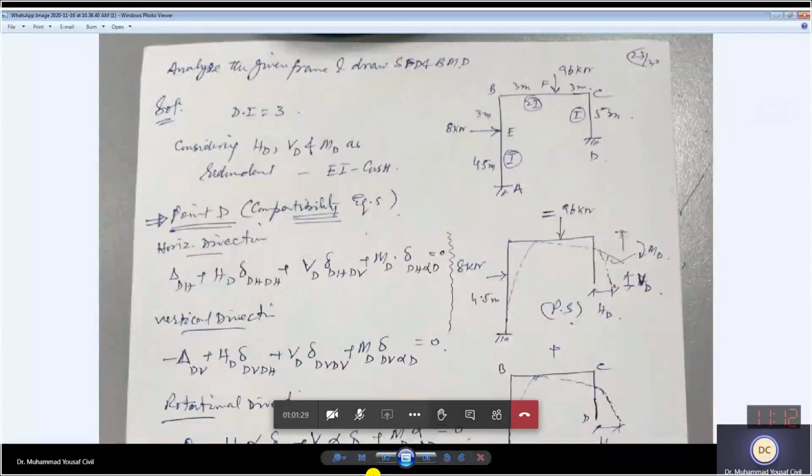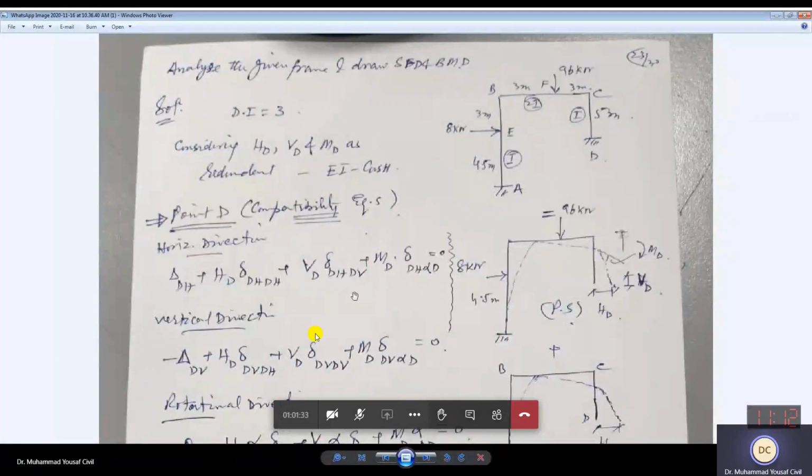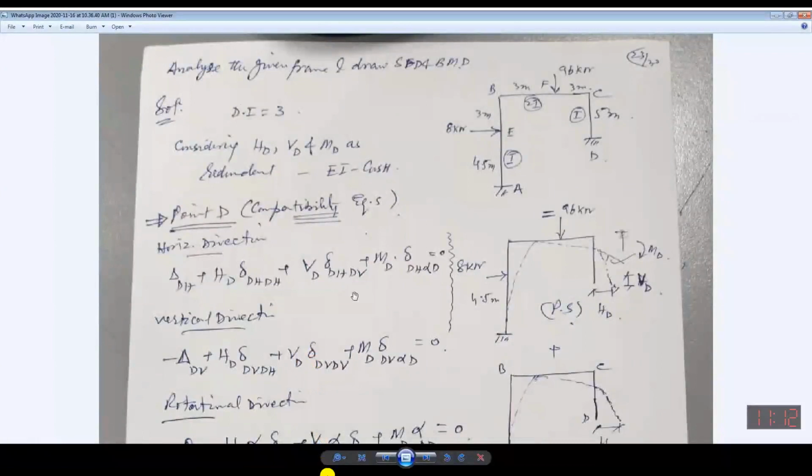हाँ जी, आ रहा है? Yes sir. अब आ गया? Yes, sir. चलिए ठीक हो गया. ये जो है, this is 48 kilonewton. Please see carefully, this is 48 not 8. This is 96. After all corrections this will be shared with you.